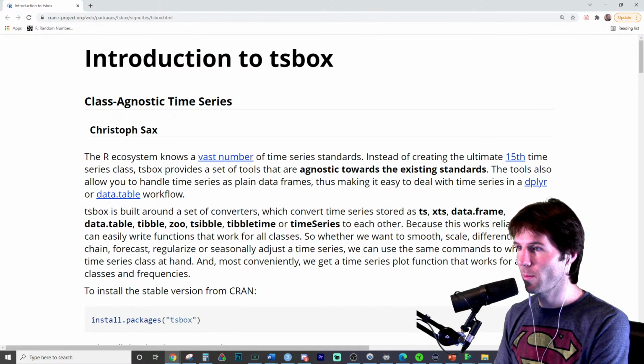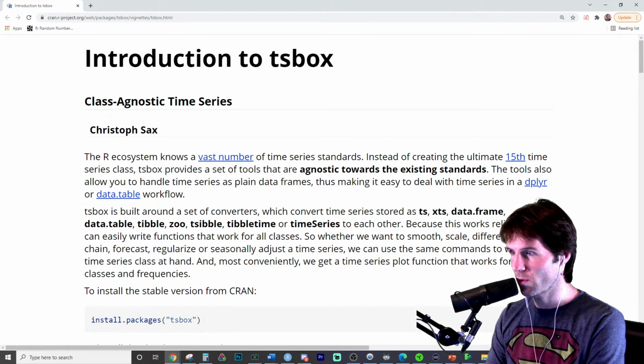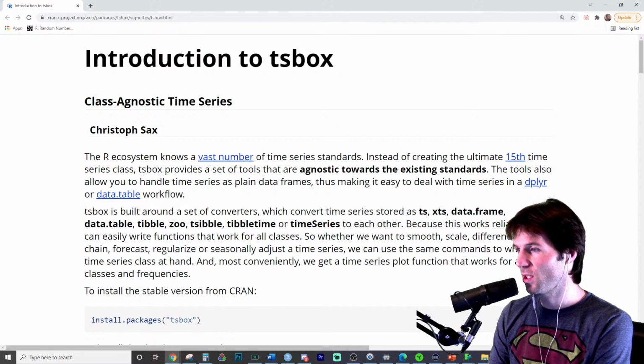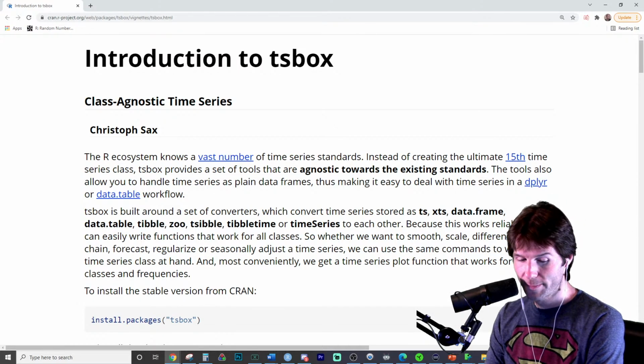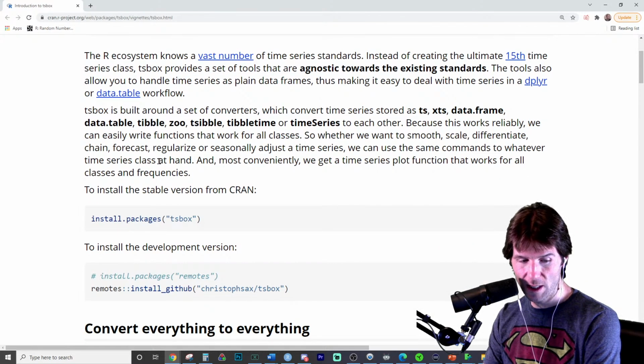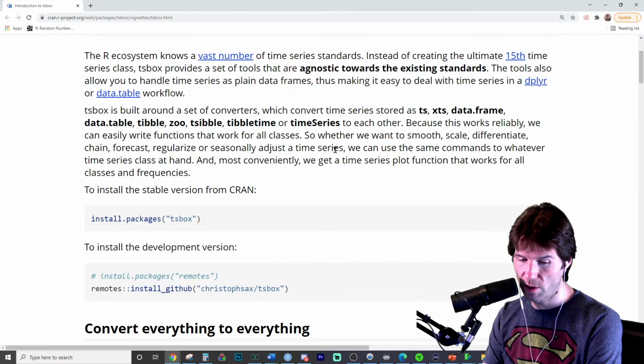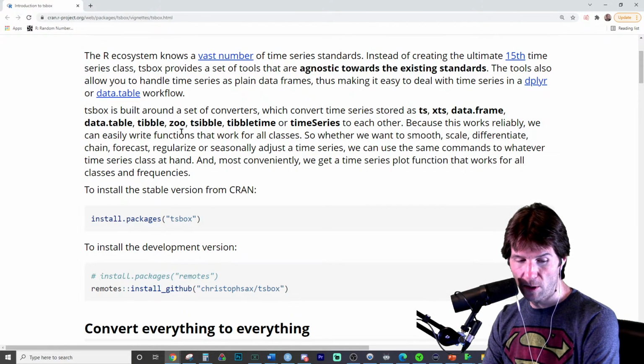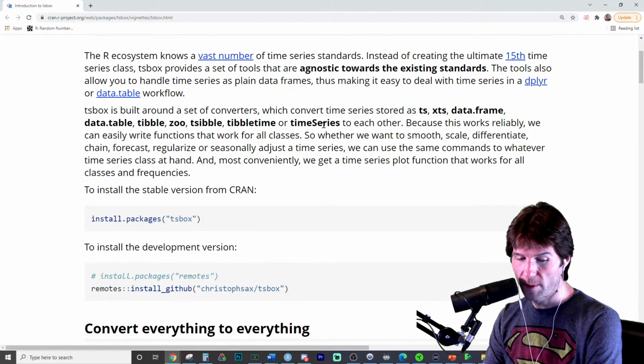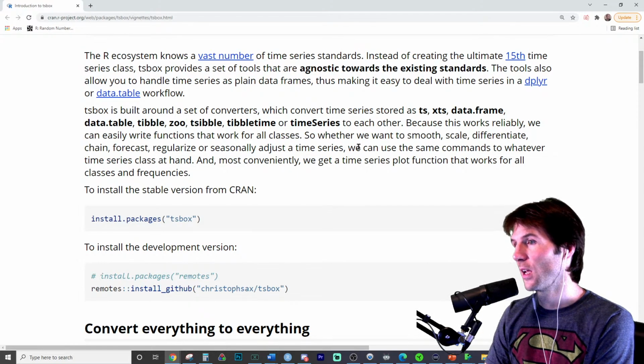Oh, no worries. I'm reading about the TSBox right here, which is going to just handle all classes. TSBox is built around a set of converters which convert time series stored as a ts, xts, data frame, data table, tibble, zoo, tsibble, tibbletime, and timeSeries.